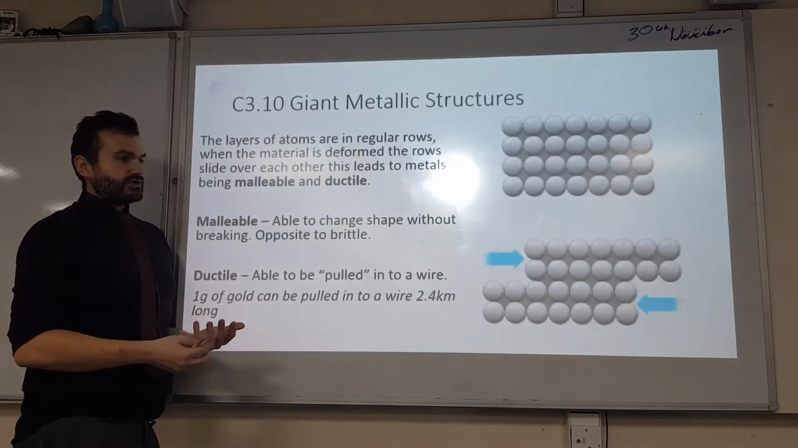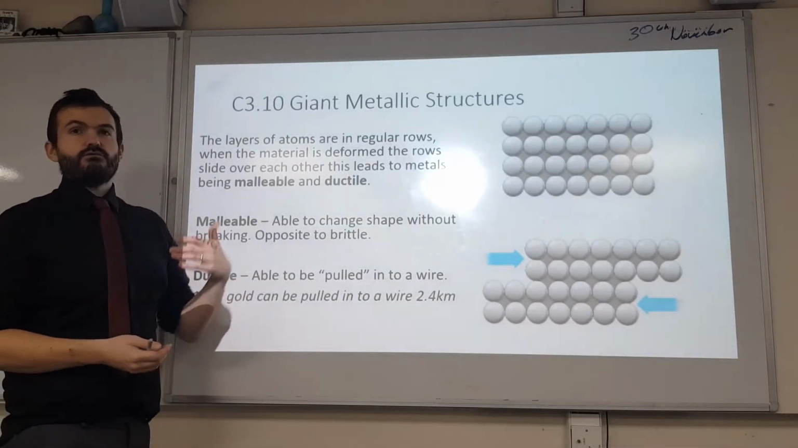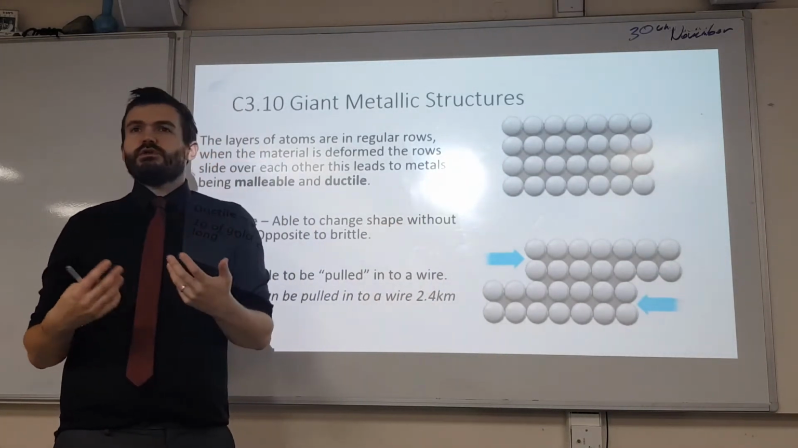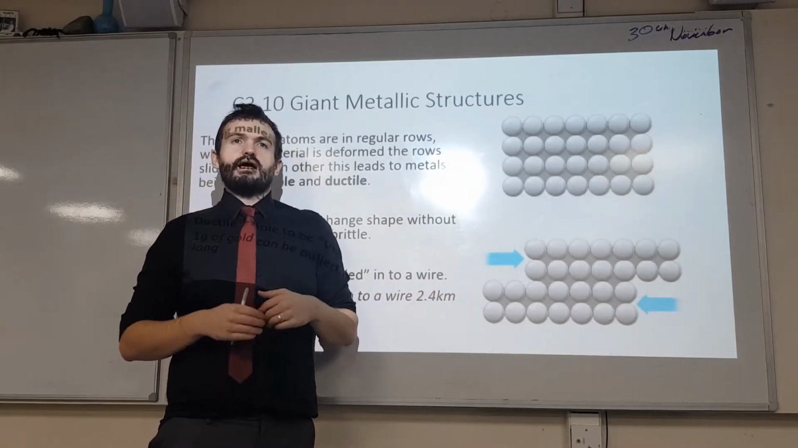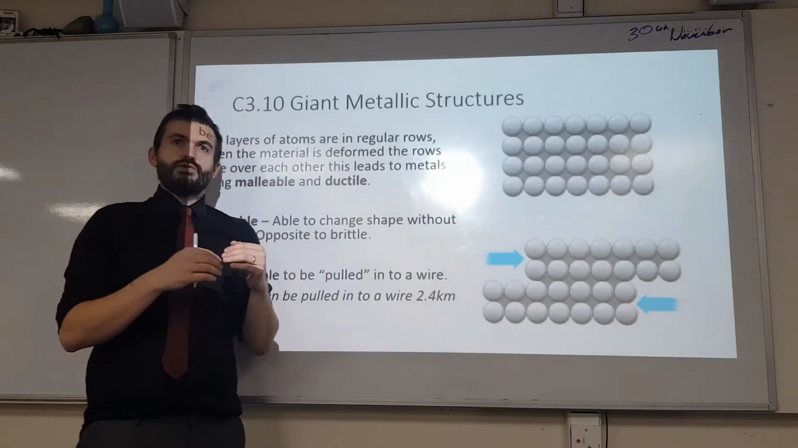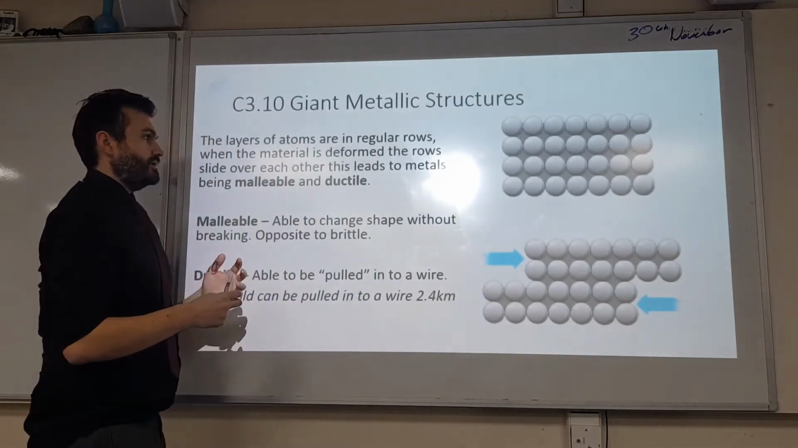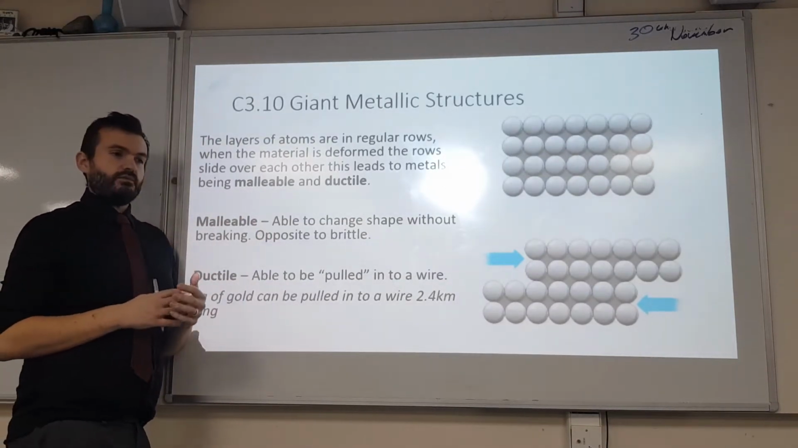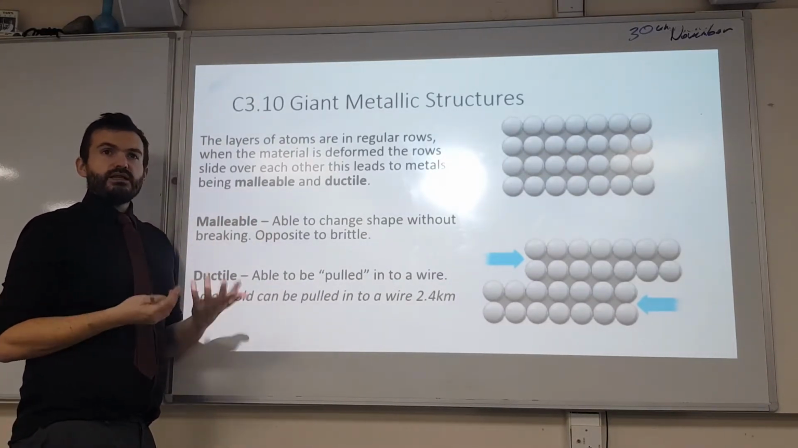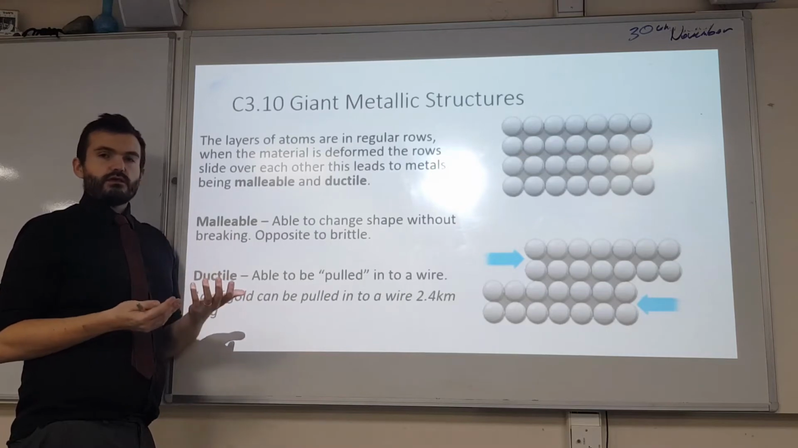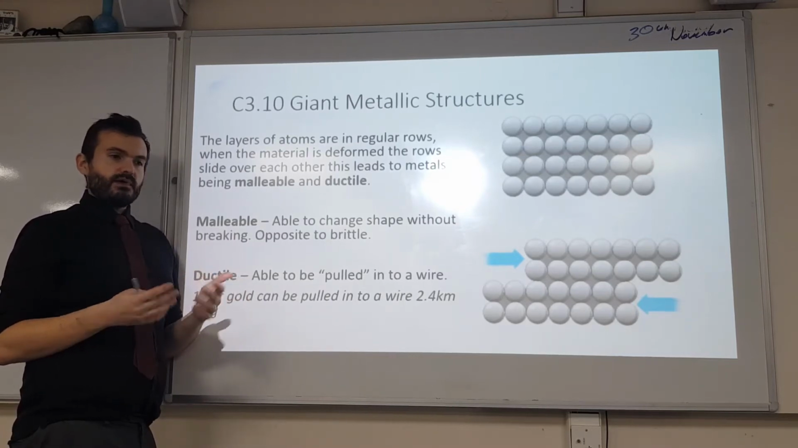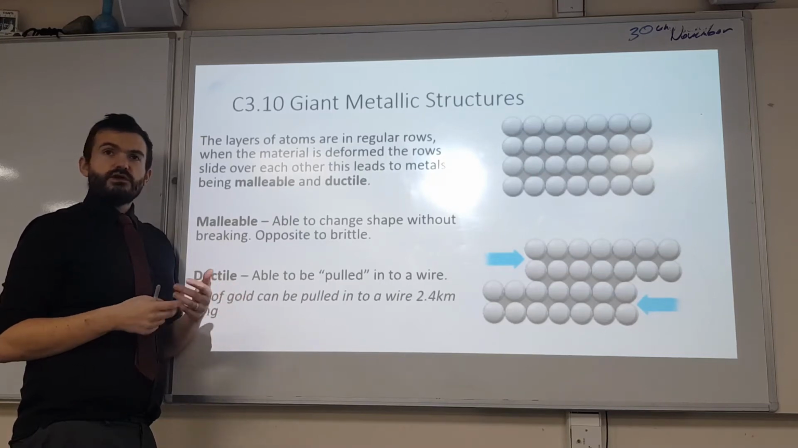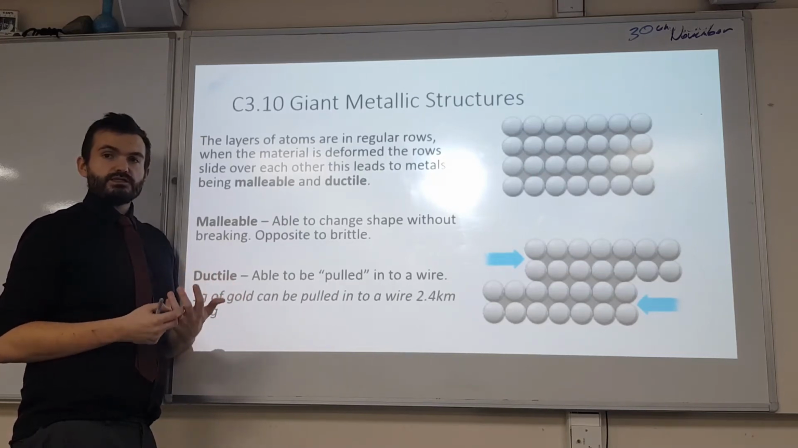These giant metallic structures are in regular rows. If you were to get an electron microscope, you'd see that the atoms are in rows. And these rows give it two very specific properties. The first one is malleable. Malleable means that you can change its shape without it breaking. You can bend metal and it won't break. You can quite often bend metal hundreds, if not thousands of times, and it doesn't break. It's very difficult to actually break metal.